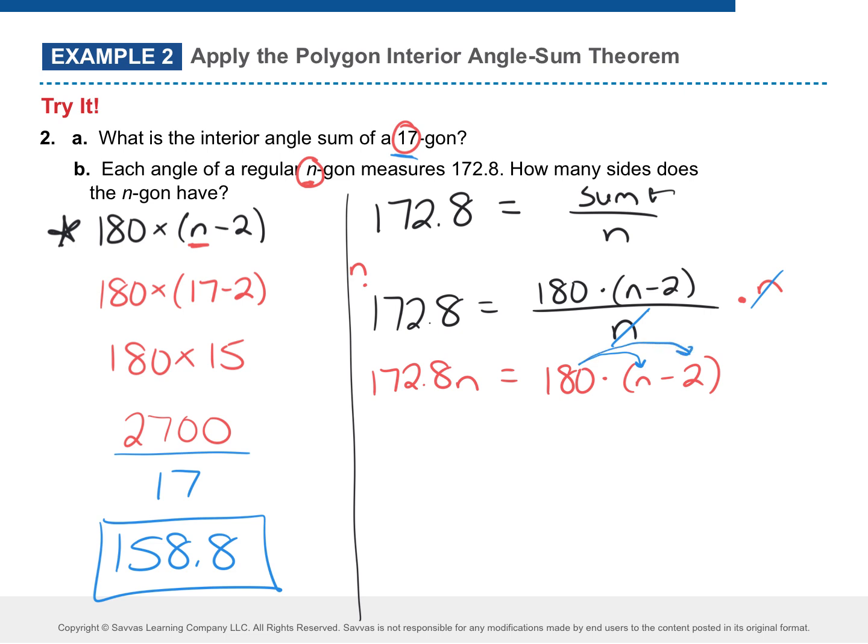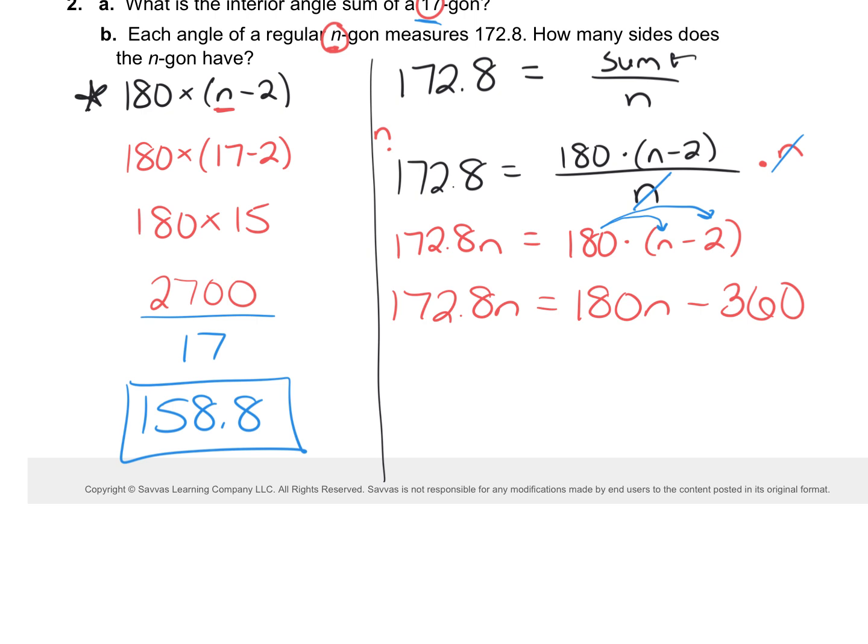So what that would give us is 172.8n equals 180 times n is 180n, and then 180 times negative 2 is negative 360. So now this turns into two-step algebra. What should I do next? Minus 180n. So I'm taking 172.8 minus 180, which gives us negative 7.2n.